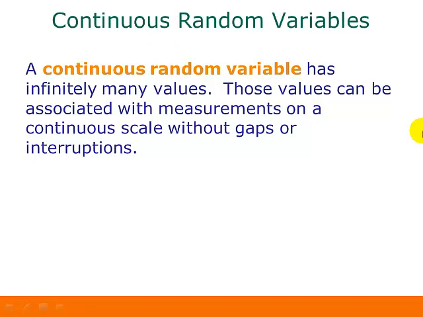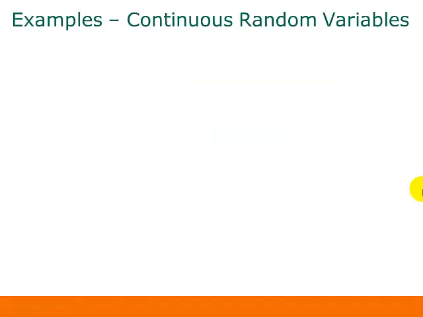In the last chapter we talked about discrete random variables. So this chapter is all about continuous random variables. And a continuous random variable has infinitely many values. Those values can be associated with measurements on a continuous scale without gaps or interruptions. Here's some examples of things that would be continuous random variables.